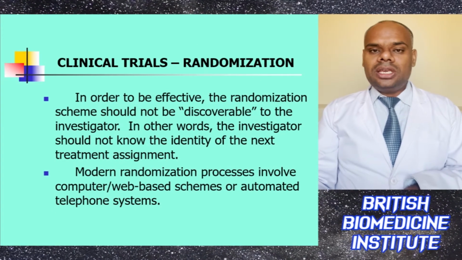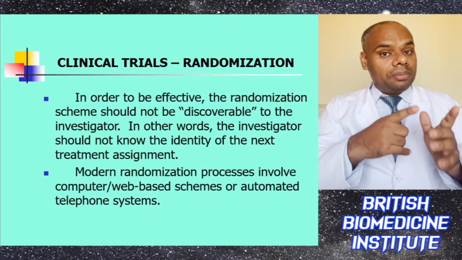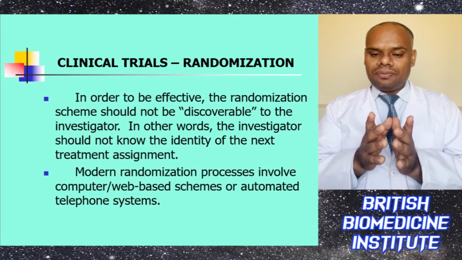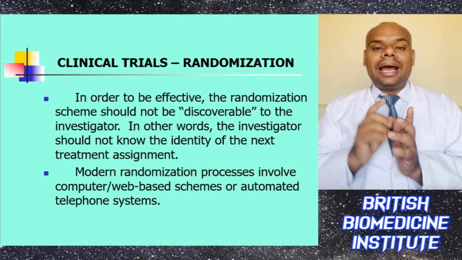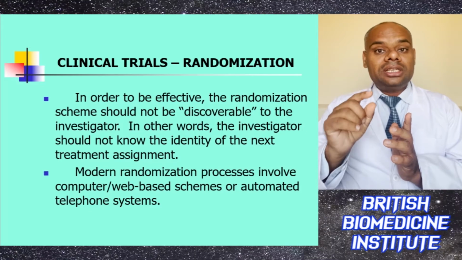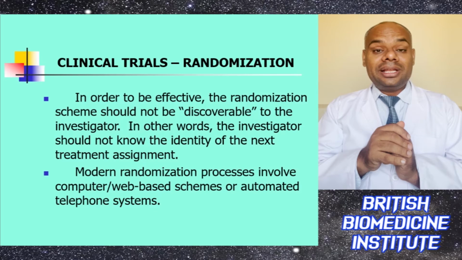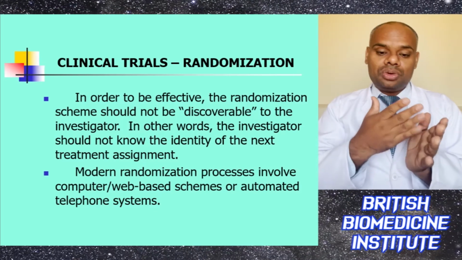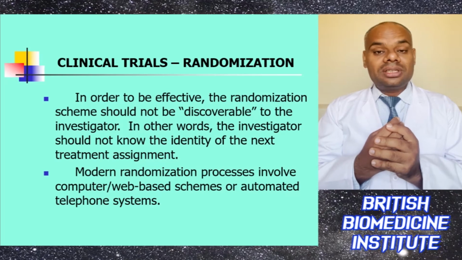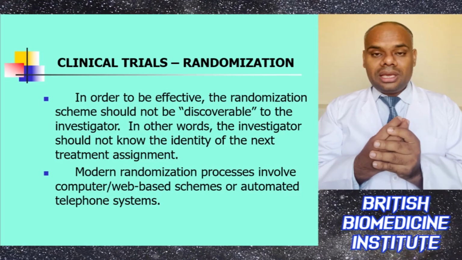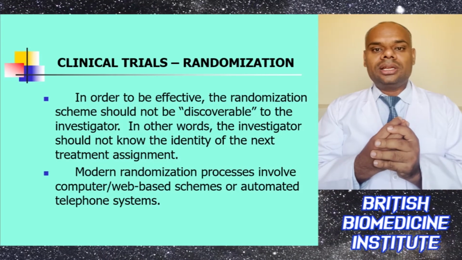So in order to be effective, the randomization scheme should not be discoverable to the investigator. In other words, the investigator should not know the identity of the next treatment assignment. And the modern randomization processes, which involve computer or web-based schemes or automated telephone systems, are booming, and they are randomizing the patients in clinical trials.